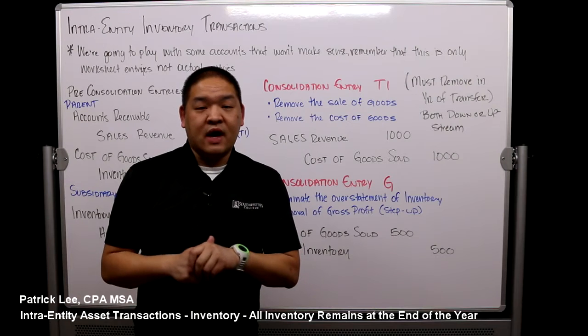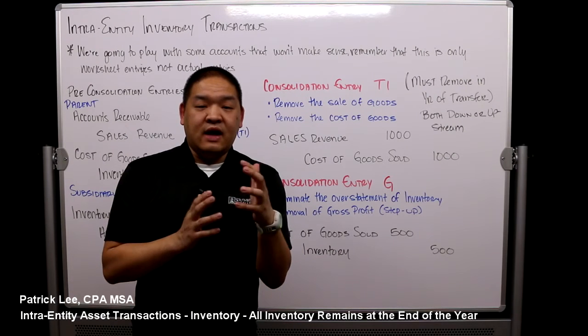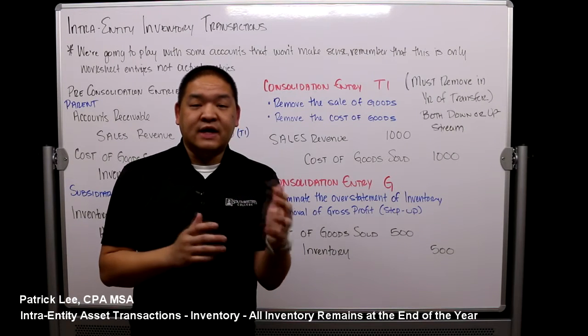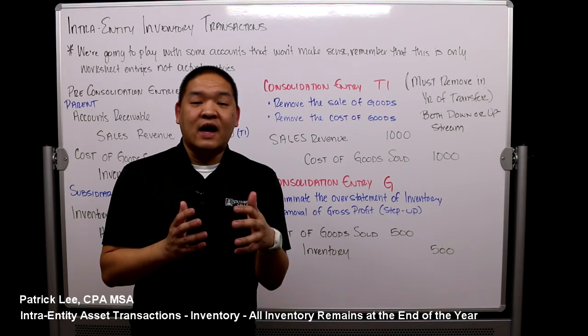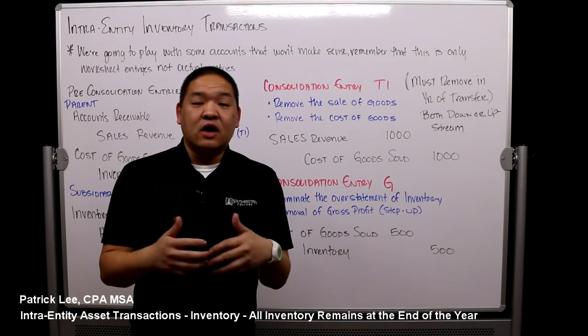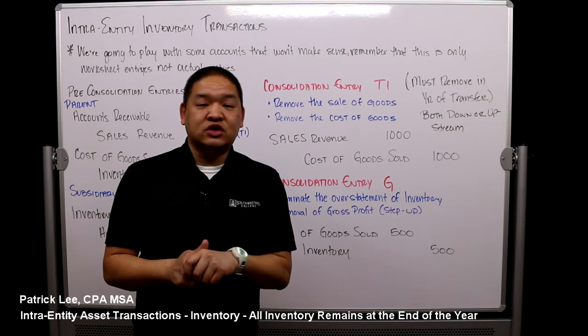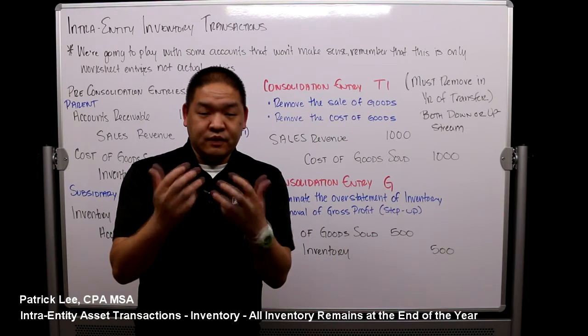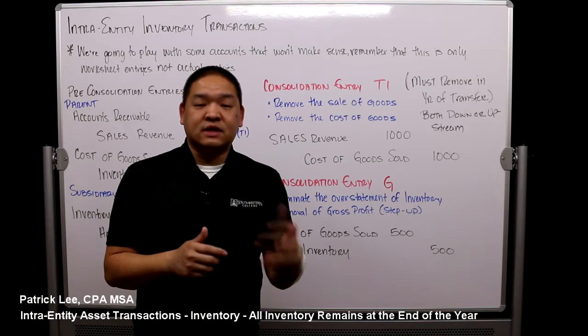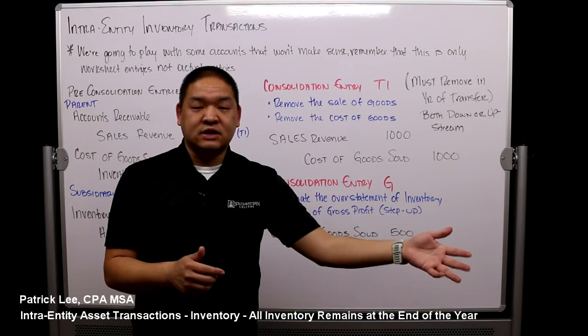Remember, we're talking about where we have a parent and a sub, and we cannot consider the gains or the net profit of that inventory until it's sold to a third party, thereby not selling it to just a subsidiary, but the subsidiary's customers, okay?